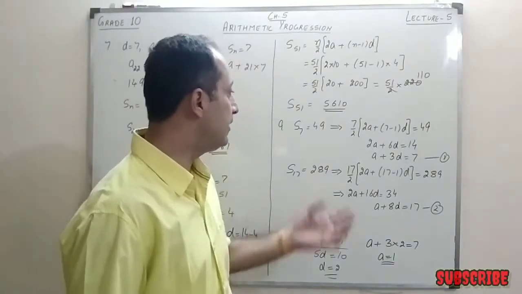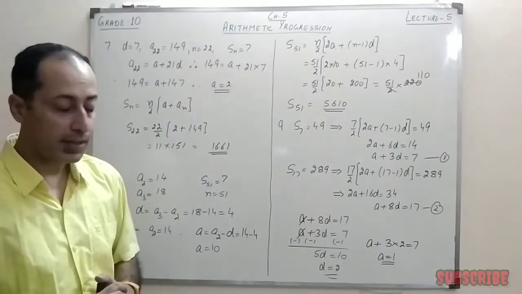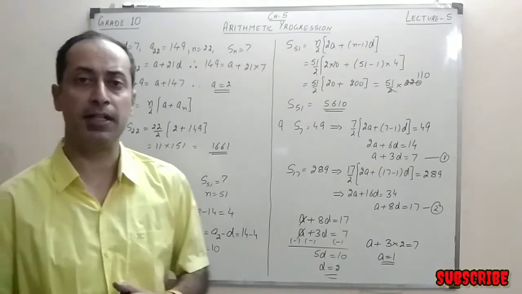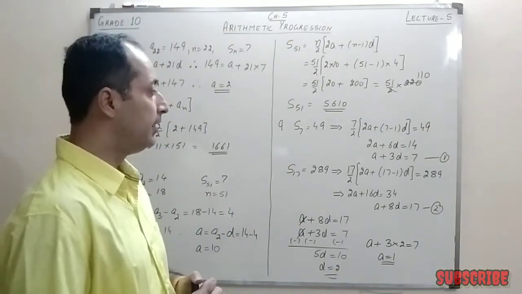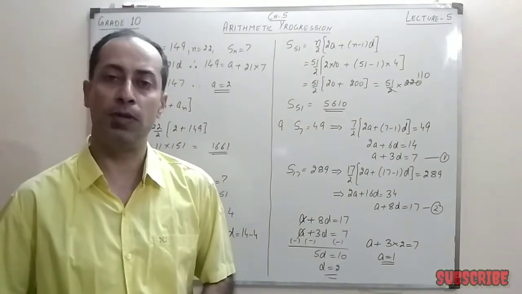Right. Now you see this 9th question. Now in the 9th question, what is given to us? It is given that the sum of the first 7 terms of an AP is 49 and the sum of 17 terms of the AP is 289.